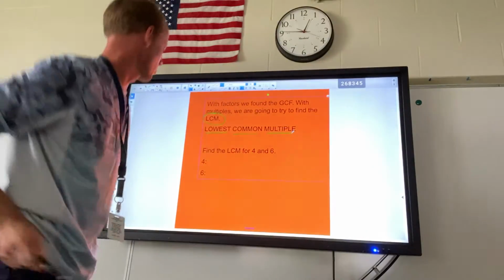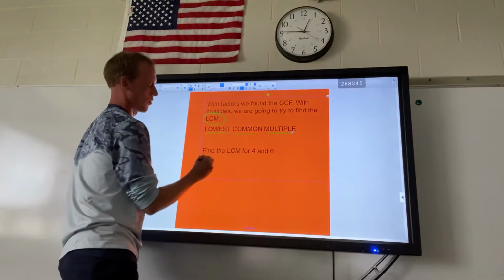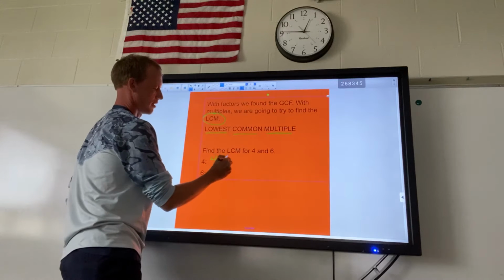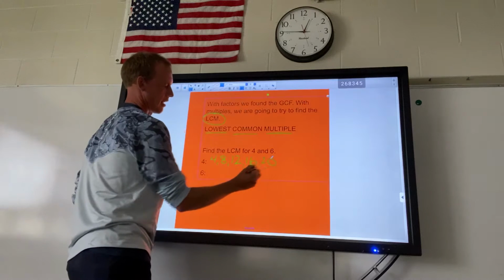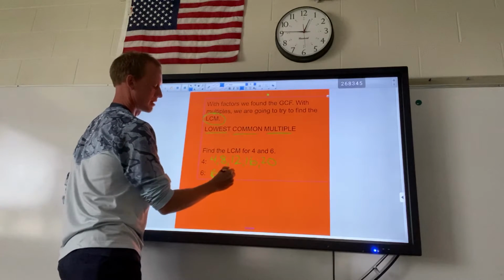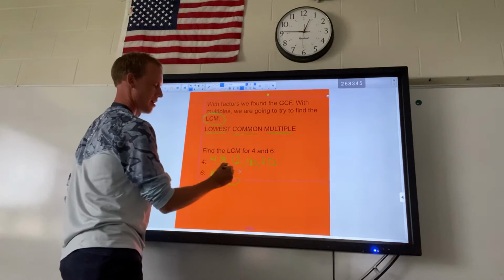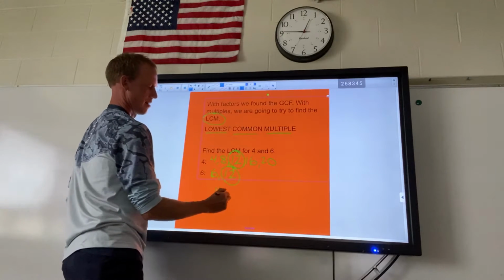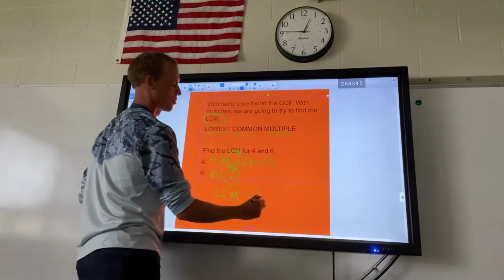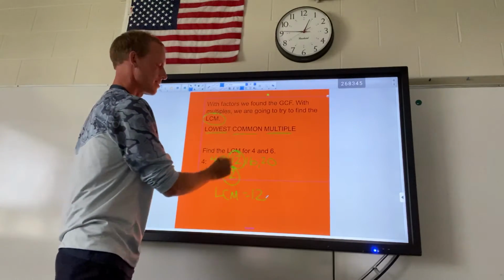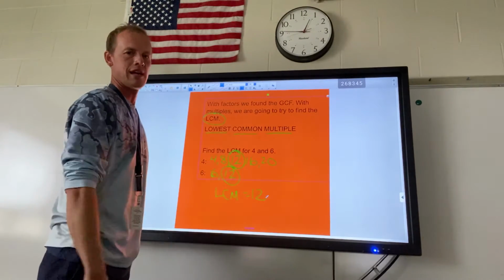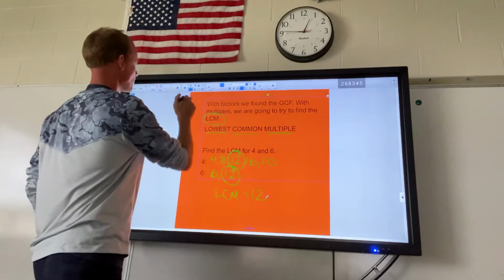So this is actually pretty easy. It says find the LCM for 4 and 6. So I'm going to start listing my multiples of 4. And I don't need to go too far here. And I start listing my multiples of 6. Aha! My LCM here would equal 12 because I'm looking for common, means alike. Lowest is the first one in common, and that's it. Okay?